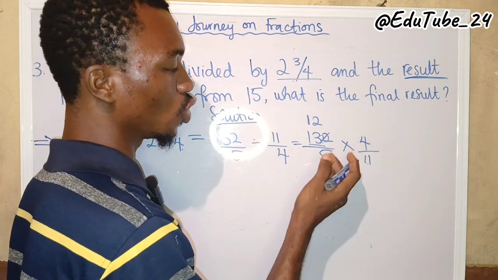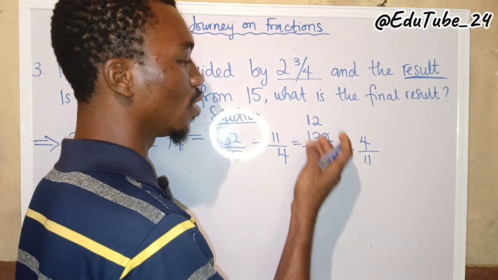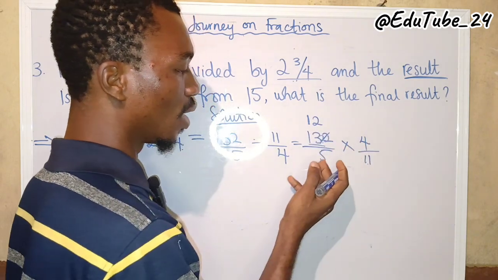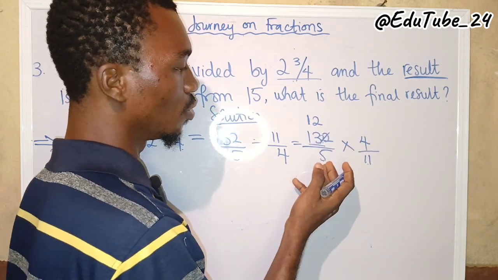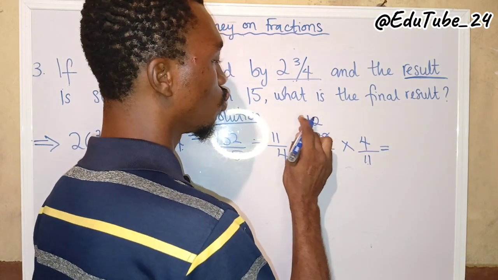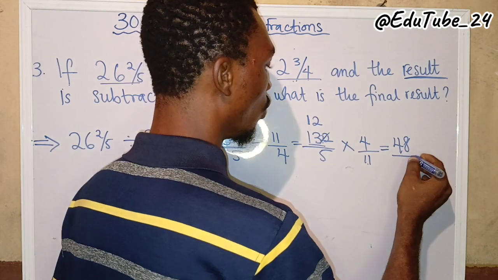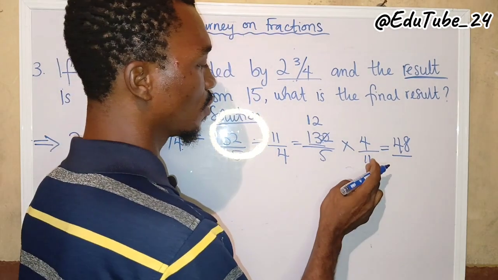But in this situation, we don't have any 1. So what do we do? Just simply move on by multiplying the numerator by the numerator, and then the denominator by the denominator. So we do 12 times 4, and that gives you 48 all over 5 times 11.